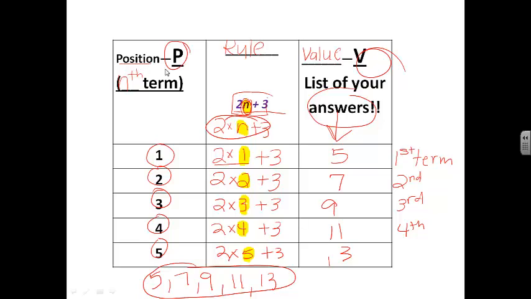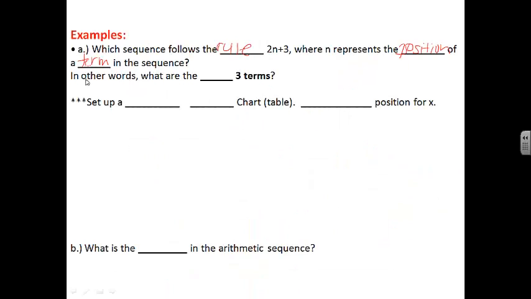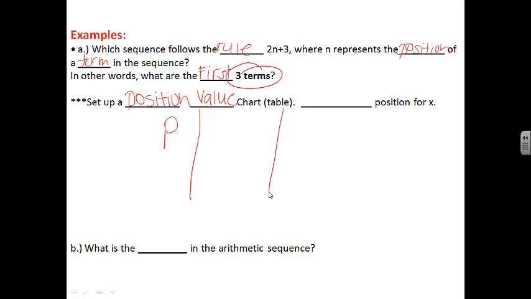But look what we just did. It's really easy. They're just asking you what's the first 3 terms. So in other words, what are the first 3 terms? Okay, we found the first 5, but they're just asking what are the first 3 terms. Okay, this is when we just did this. We set up a position value chart. The reason I did that first is because I wanted you to know this question looks really hard and it's really not that hard. Okay, set up a position value chart, which is a position, what we just did.